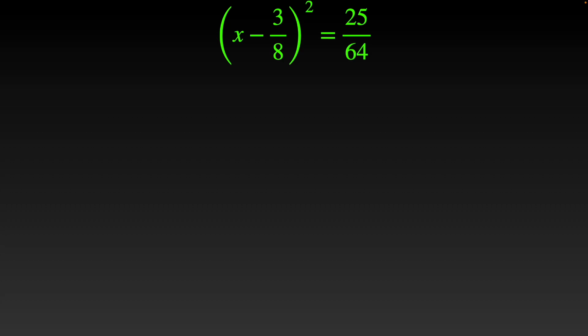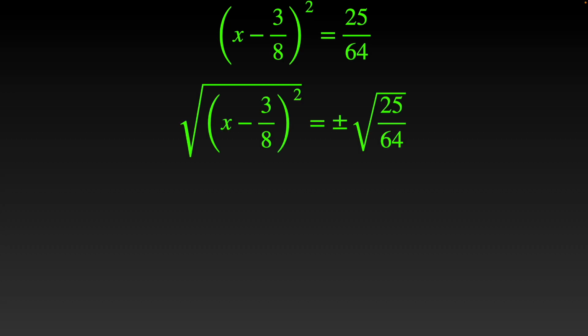So here's our equation. In order to solve for x, we want to isolate x. And here we have a square. We want to get rid of this. And we can do that by taking the square root of both sides. Since there is no number here, that means the number here is 2. So the index is 2. So this 2 will match this one. That way we'll just get x minus 3 over 8. On the right-hand side, we have the square root of 25 over 64 with a plus or minus in front.